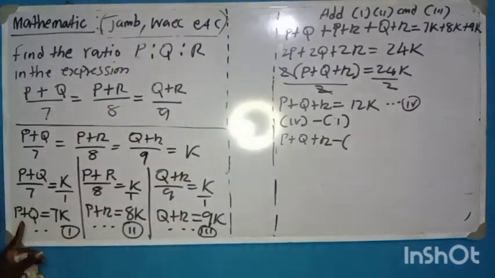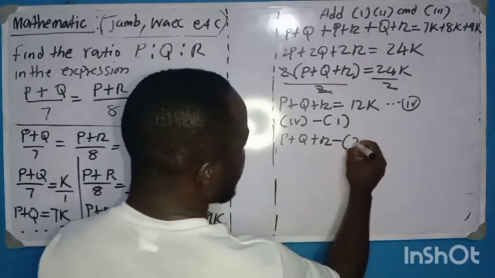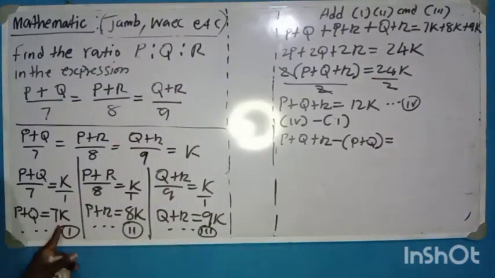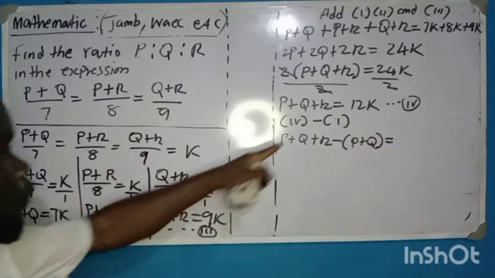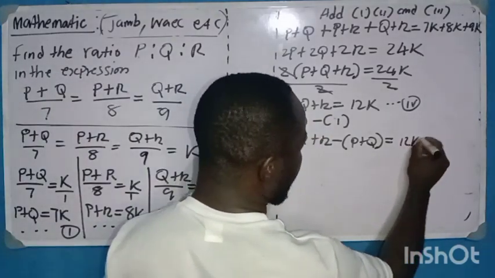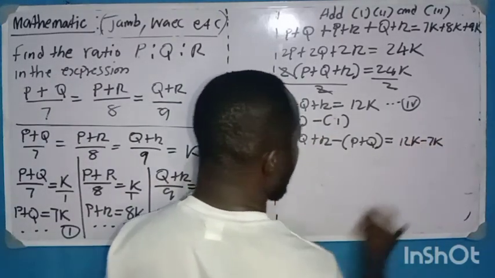Equation 1 is P plus Q, right? P plus Q, close bracket, equals you minus that constant 2. That is going to be, equation 4 is 12K minus what? 7K. That is 12K minus 7K.